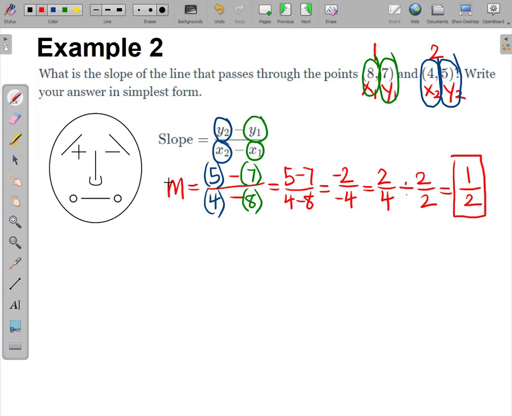So which feature of the face represents a slope of 1/2? Well, that's a positive. That's going to be this. And that simply means that anytime you have a line that goes up and to the right, that's considered positive.